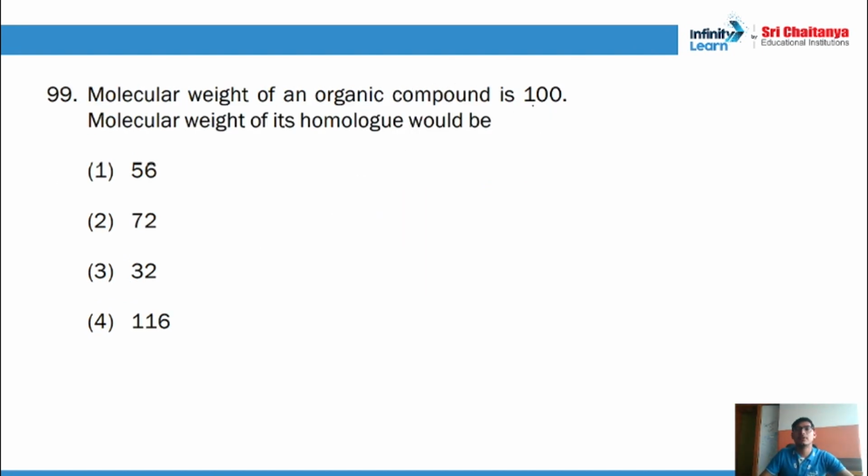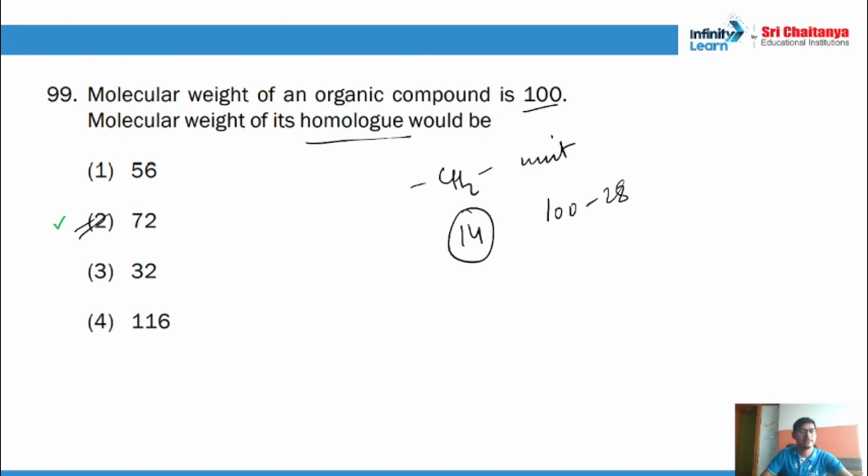Molecular weight of an organic compound is 100, and the homologues differ by a CH2 unit. The molecular mass of a CH2 unit is 14. So you have to either add or subtract 14. So you will see that this would be right. If you subtract 2 CH2 units from 100, that is, if you subtract 28, you will end up getting 72.